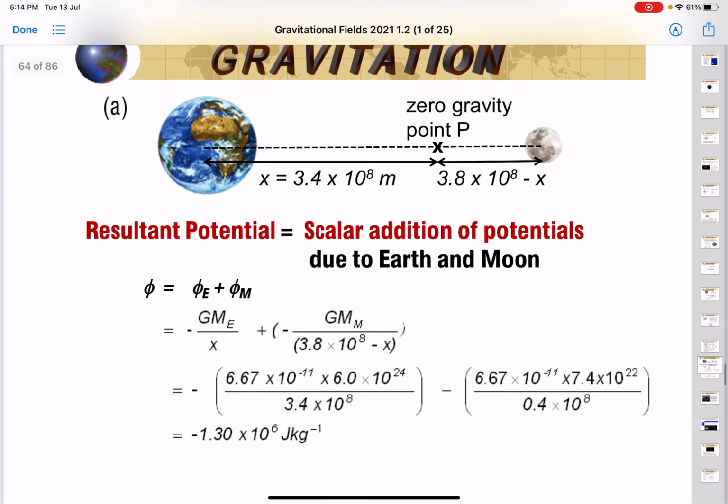We have already found where the zero gravity point is in the previous example, that is closer to the Moon than to the Earth, right? So using the formula for gravitational potential, we just have to substitute the value of x into the expression. Note that the contributions from the Earth and the Moon are both negative, right? And as a result, you will get a gravitational potential that is also negative.